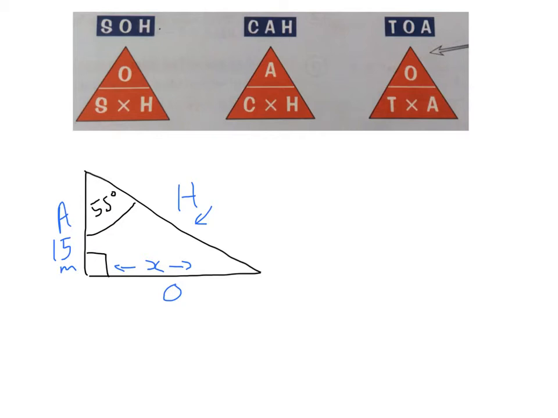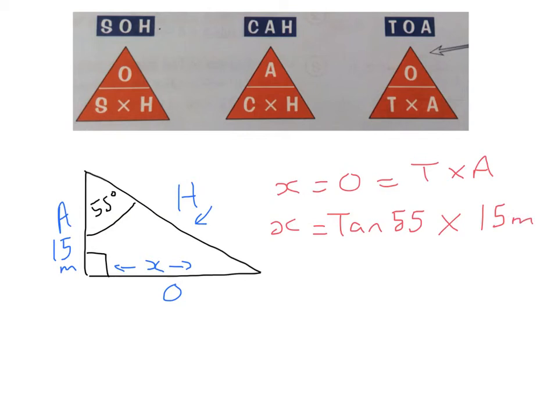So let's rearrange it to get it to do what we want it to do. The first thing we're going to do, we want the O. So the O is T times A, which sounds very straightforward actually. So X equals O equals T times A. Let's expand that now. So X equals T times A. So that's T is tan 55 times the adjacent now, which is now 15 meters. Okay, so we're nearly there.